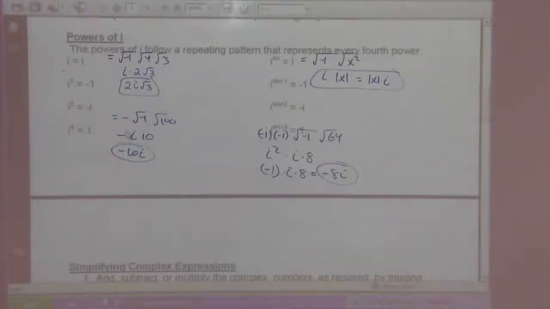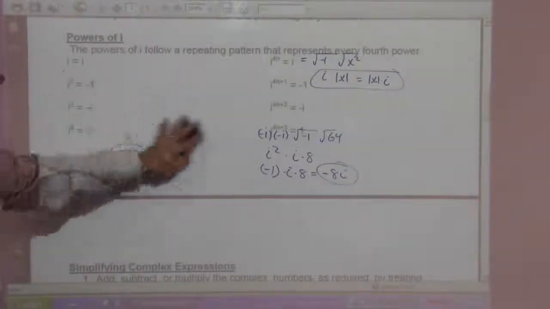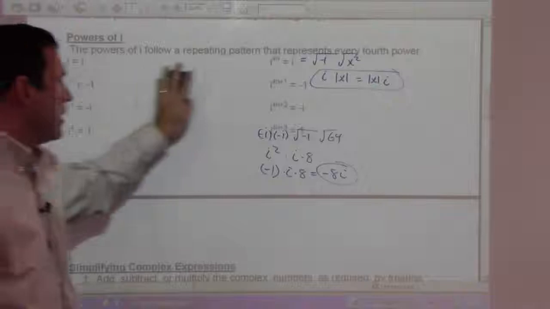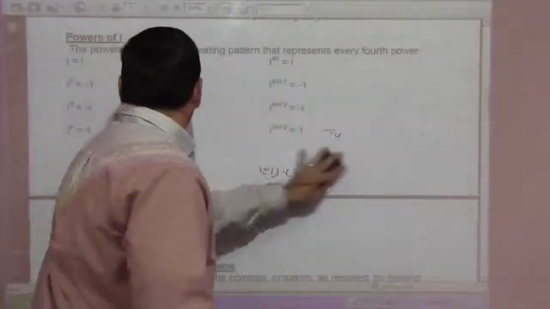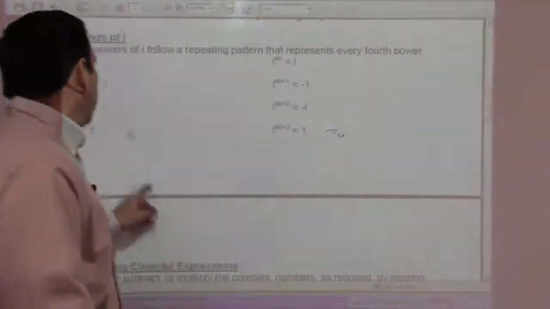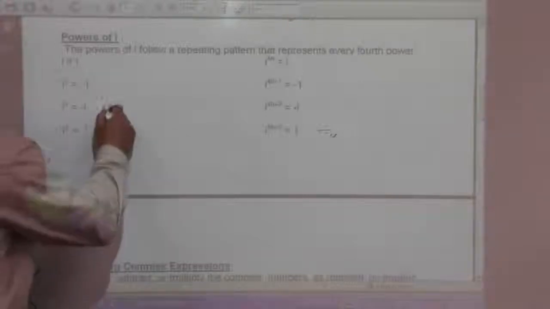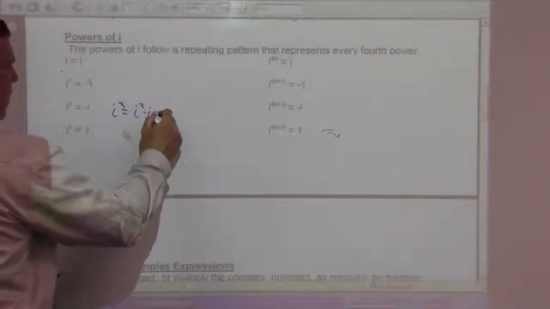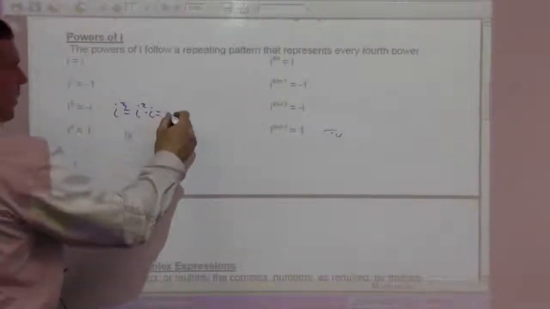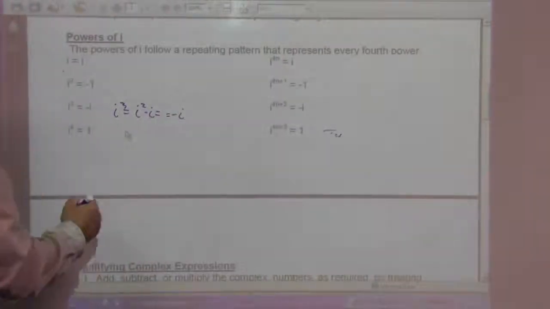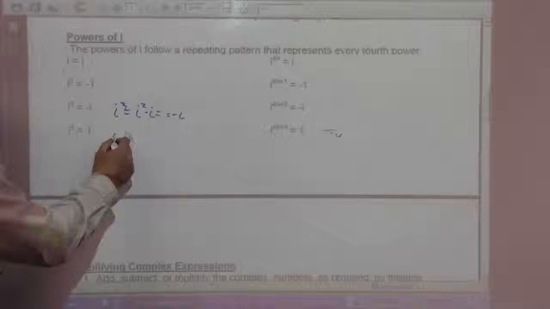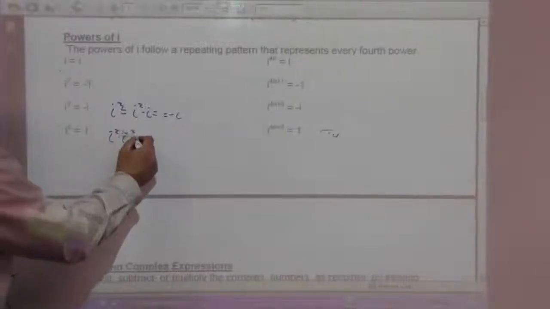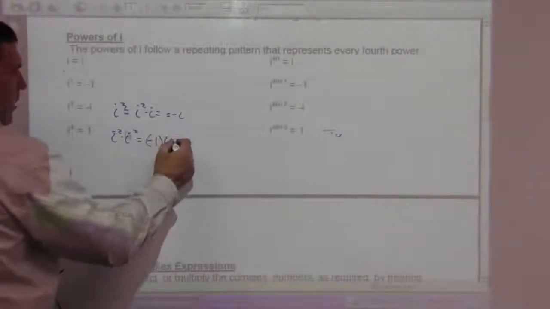Okay, the powers of i. Well, i to the 1 is i, i to the 2 is negative 1. i cubed: now, what is i cubed? i cubed is i squared times i. i squared is negative 1, that's why this is negative i. i to the 4th is 1, because that's i squared times i squared, which is negative 1 times negative 1.